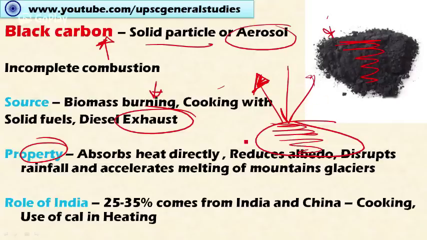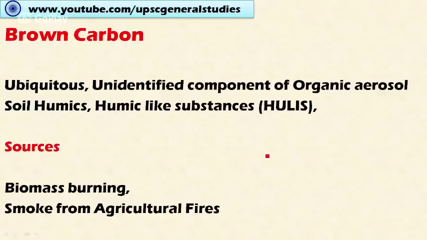But when this black carbon is deposited on the ice surface of the glaciers, that results in a change in color of the glacier, and this results in more absorption of energy from the sun, that is the heat from the sun. This is resulting in accelerated melting of the mountain glaciers. So this is one of the causes. And the role of India in the emission of black carbon is significant, because India along with China is contributing 25 to 35% of the black carbon emission into the atmosphere. And we are using black carbon for various purposes like cooking and heating water, and for heating of the houses in China.